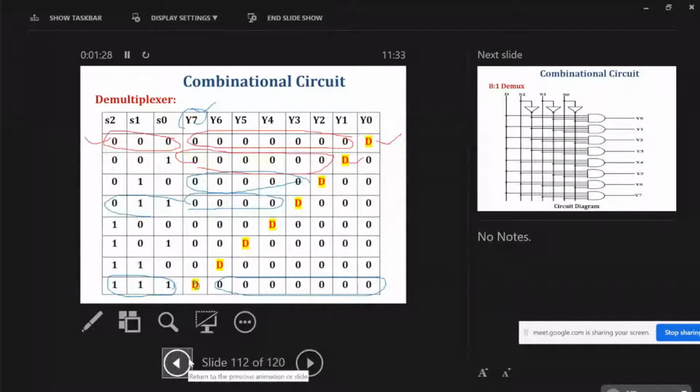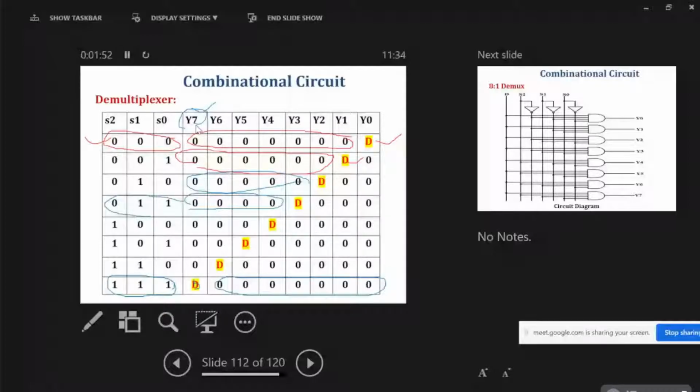We want that D input. We need to find out where that input will go, at what line it will appear. So these are just the names of the outputs, and these are unknown things. To convert these unknown things into known things, we need to find the Boolean expression.